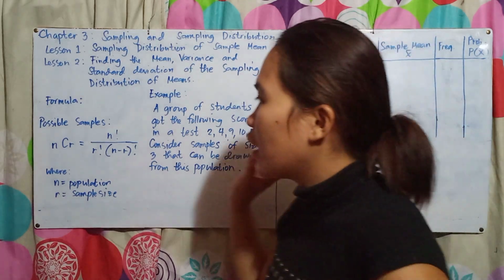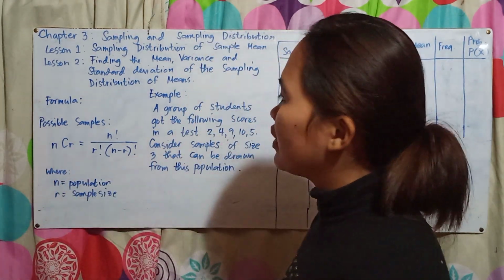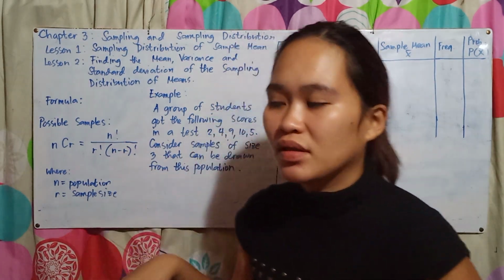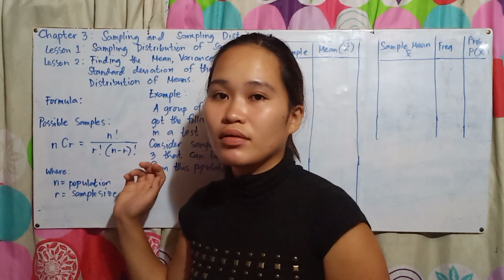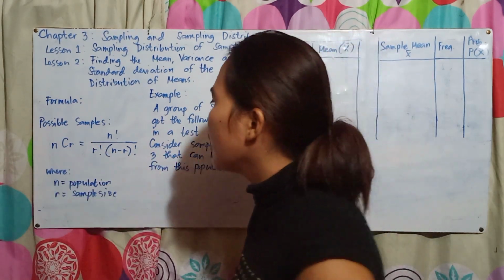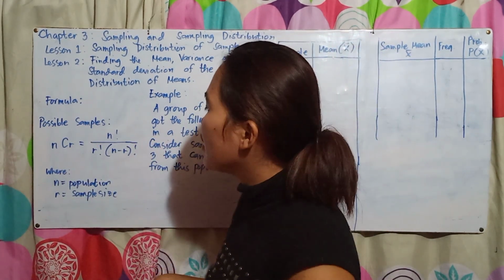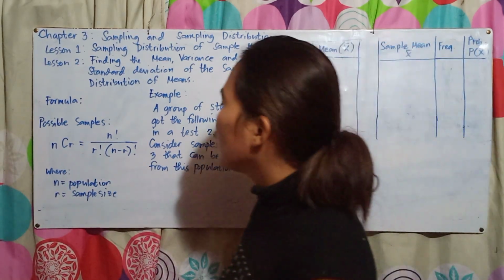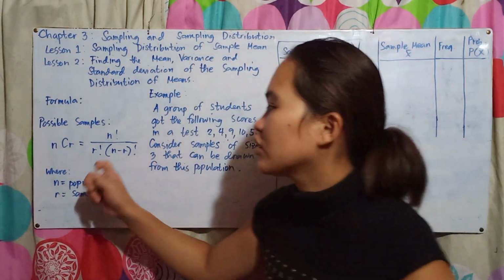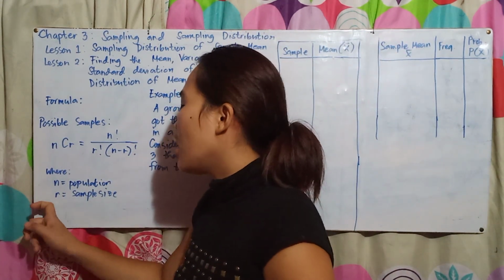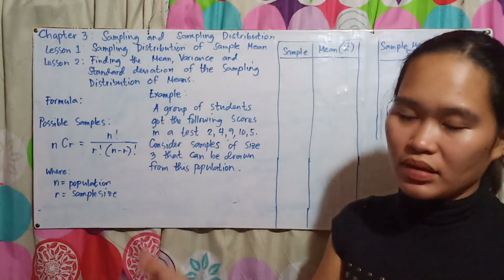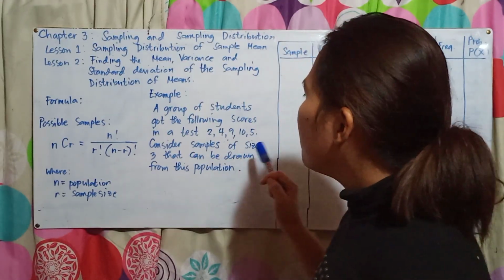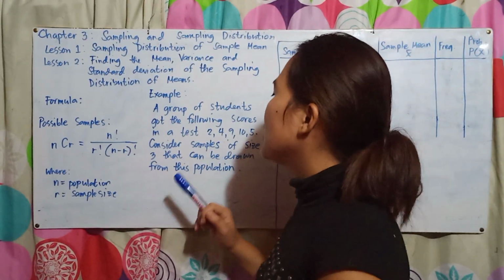We have a formula to use to identify the possible samples. To identify the possible samples, we use the combination formula. nCr equals n factorial over r factorial times (n minus r) factorial, where n is the population, how many are in the population, and r is the sample size, how big the sample is.